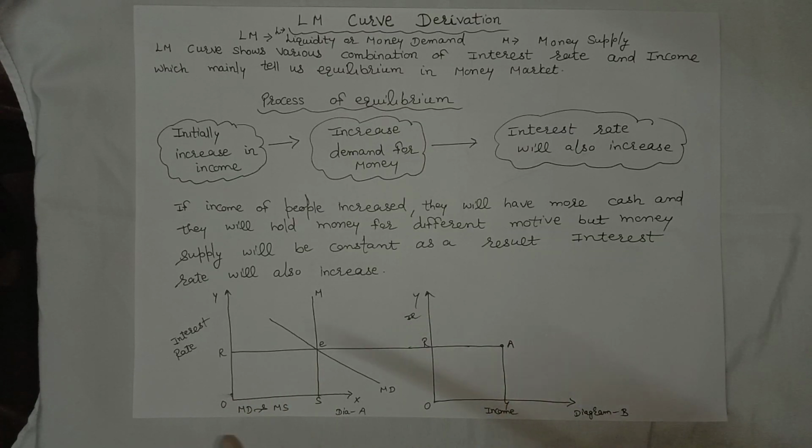In diagram A, the interest rate is OR, and we extend the same interest rate to diagram B. Here the interest rate is OR and income is OY, and A is an equilibrium point. That tells us about equilibrium in the money market. Equilibrium shows money demand is equal to money supply, and this point A shows equilibrium in the money market.